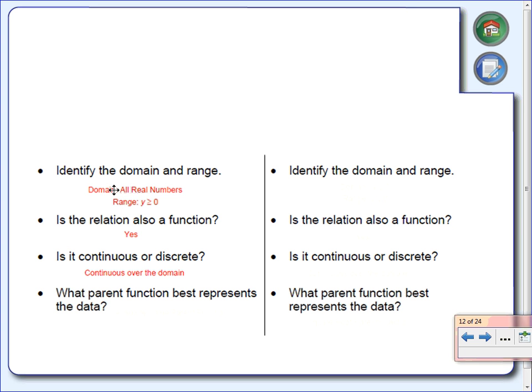And finally, the last one here: what parent function best represents this data? V-shape. Which one of those functions that we talked about looks like the V-shape? It's the absolute value. So the parent function that best represents this data is the absolute value parent function. All right, now that I've given you some examples, you're going to go back to number 5 and number 6, and you're going to answer those questions for me, very similar to what we did together. So answer number 5 and number 6 for me.